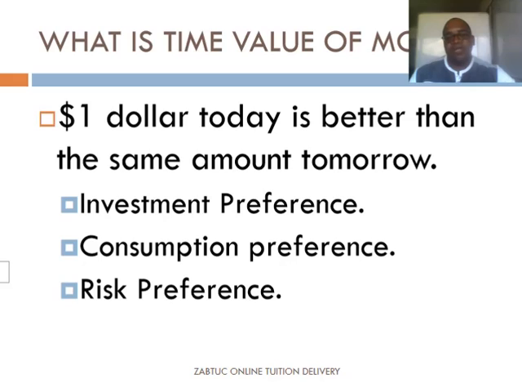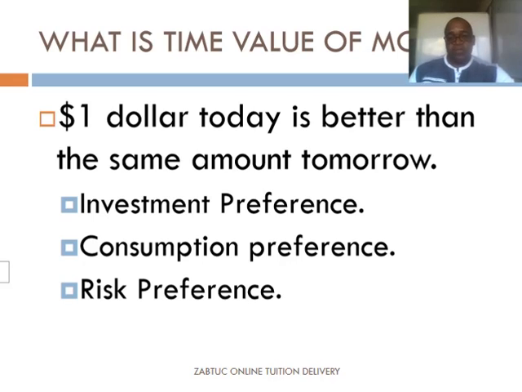Time value of money is the concept which says that $1 today is better than the same amount tomorrow. So why is $1 today better than $1 tomorrow? There are three reasons. Number one, a dollar today gives you what we call investment preference, meaning that once you receive $1 today, you can go and invest it and start to earn some interest.